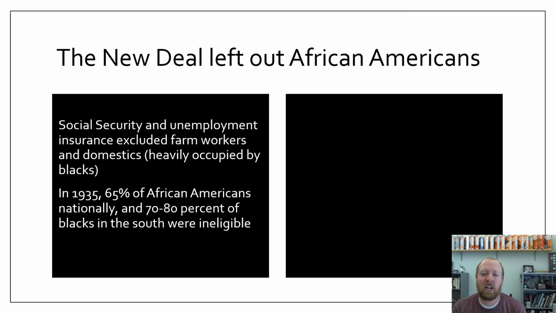But it wasn't just homes. The New Deal left African Americans out of many different things. Social Security and unemployment insurance excluded farm workers and domestics, which were heavily occupied by blacks. In 1935, about 65% of African Americans nationally, and 70 to 80% of blacks in the South, were ineligible for Social Security and unemployment insurance.